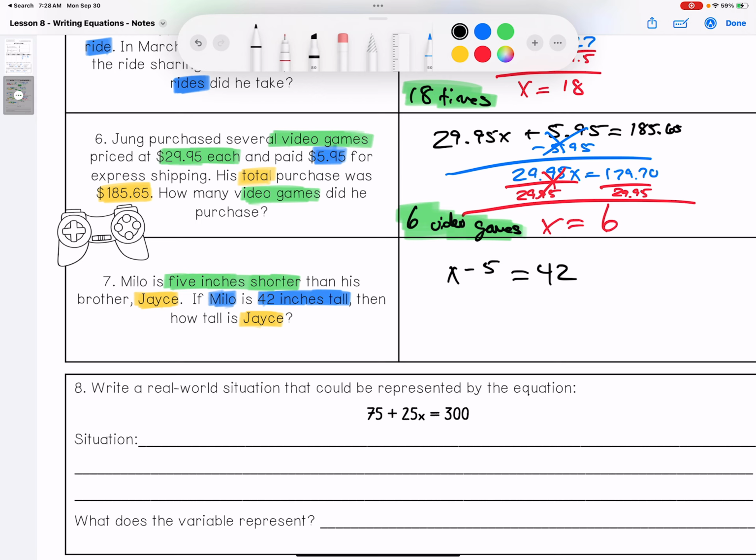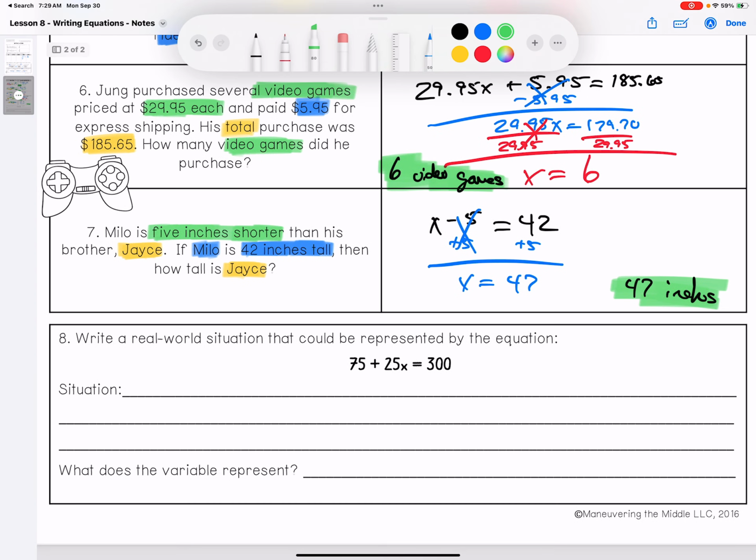So how tall is Jace? 47 inches. We know that, right? But let's go ahead and do it mathematically. Undo the addition or subtraction. You're left with x equals 47. And that is the answer. Amigos, 47 inches.